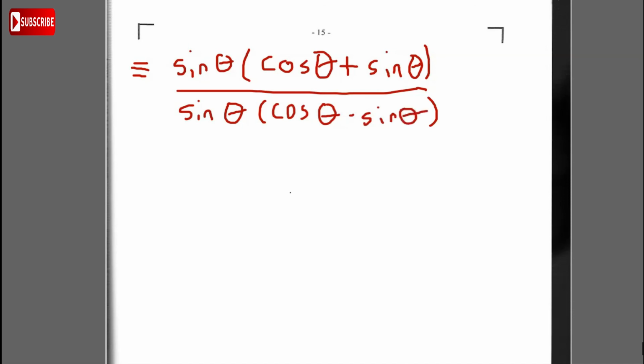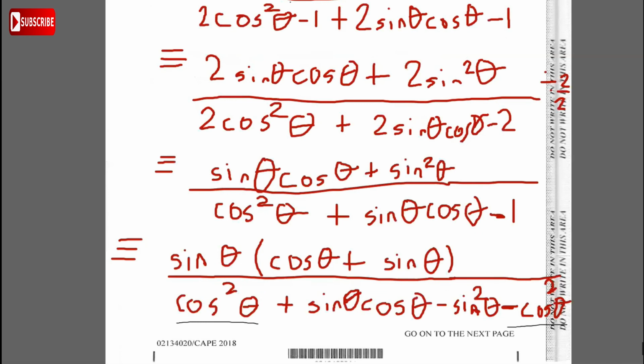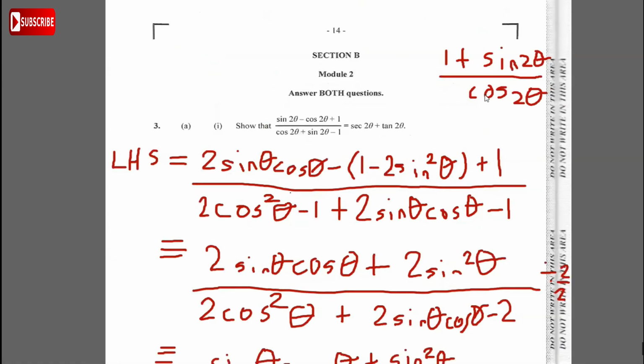Alright, and so the sine theta is going to cancel the sine theta. And so this is what we're left with. Now you might say, so sir, how are we going to generate cos square? Good. Now remember, cos square is cos 2 theta. This is what we want to get in the denominator. We want to get cos 2 theta. But cos 2 theta is equal to cos square theta minus sine square theta.